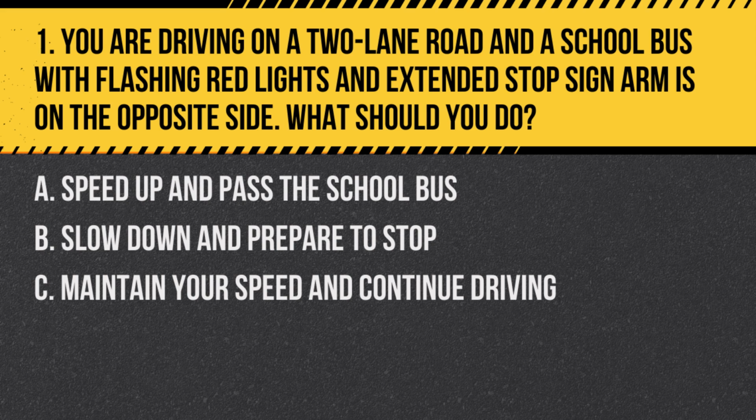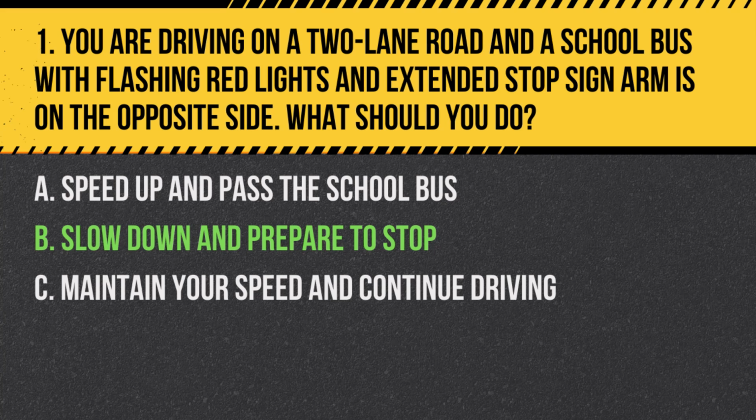Question 1. You are driving on a two-lane road and a school bus with flashing red lights and extended stop sign arm is on the opposite side. What should you do? A. Speed up and pass the school bus. B. Slow down and prepare to stop. C. Maintain your speed and continue driving. Answer. B. Slow down and prepare to stop.